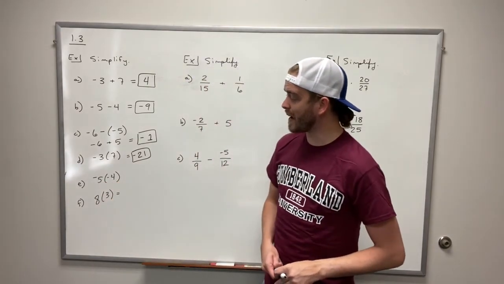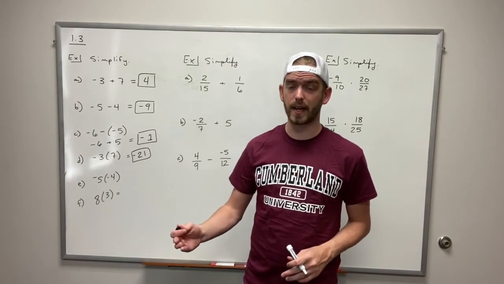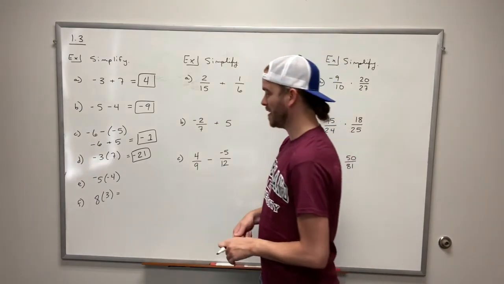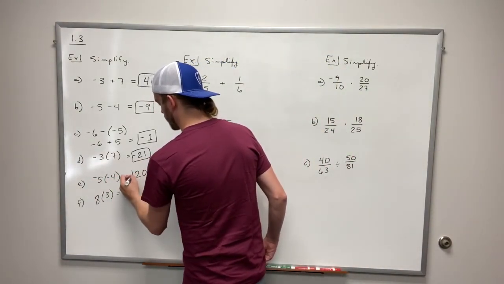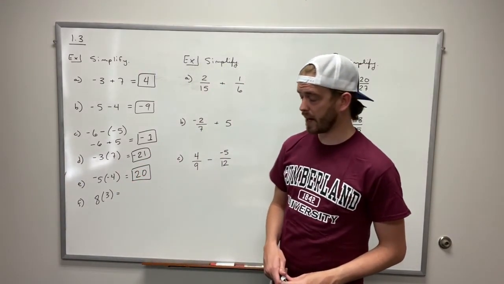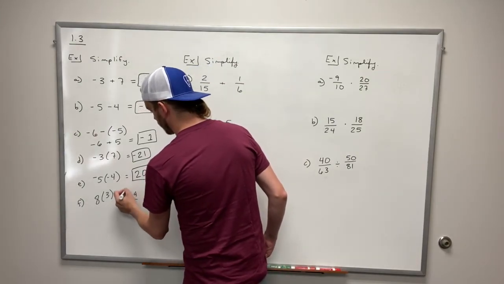For example, E, we have -5 times -4. Both of those are negative, so when you have a negative times a negative, that gives us, that's right, a positive. So -5 times -4 is positive 20. And then the last example is just 8 times 3. And 8 times 3, since they're both positive, it'll be a positive 24.